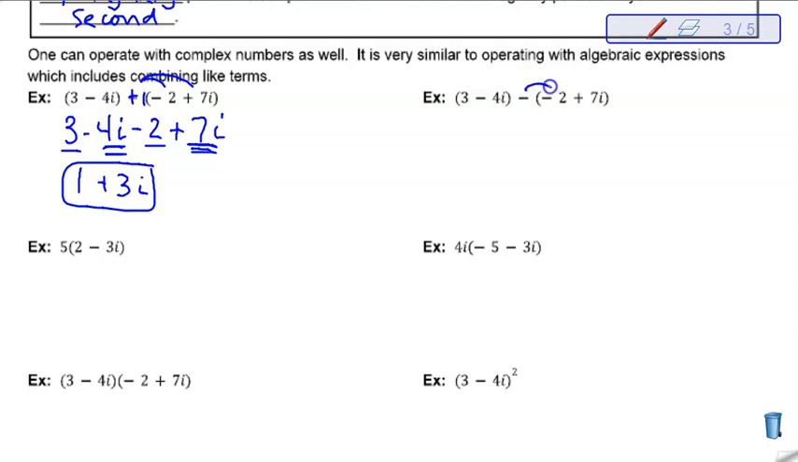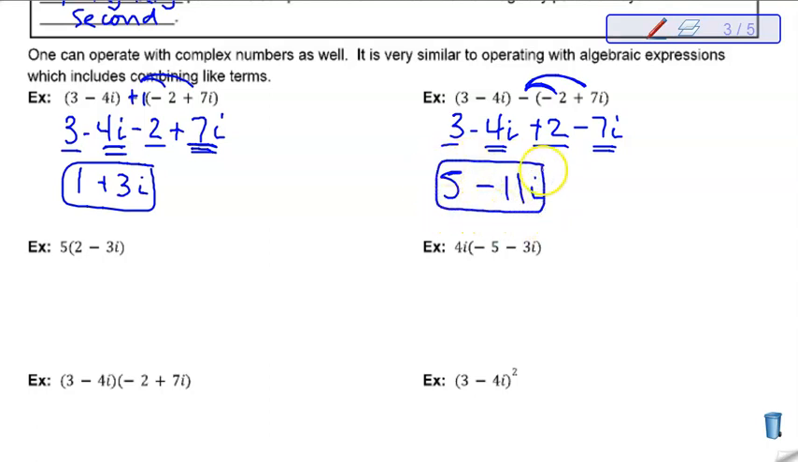Moving to subtraction, I now need to distribute that negative. It does make a difference when you have a minus there. The first one stays the same, but the negative times a negative is a positive 2, and a negative times a positive is a minus 7i. So you must distribute that negative first, then combine your terms. So I'm going to combine my real terms. 3 plus 2 gives me a 5. Negative 4i minus 7i is a negative 11i. And that's going to be my answer. That is a complex number. It has a real part of 5 and an imaginary part of negative 11i.